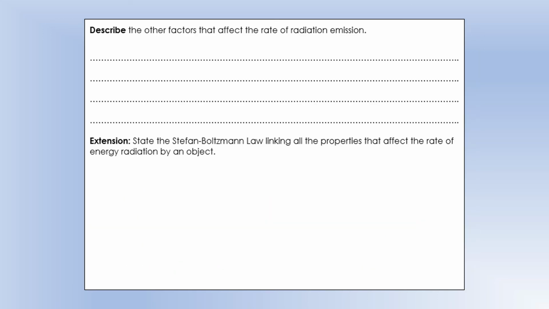So it's not just the surface that affects the rate of radiation emission. There are a couple of other things too. There'd be the surface area and the temperature of the object. If you have a bigger surface area or a higher temperature, you will have a greater rate of emission.